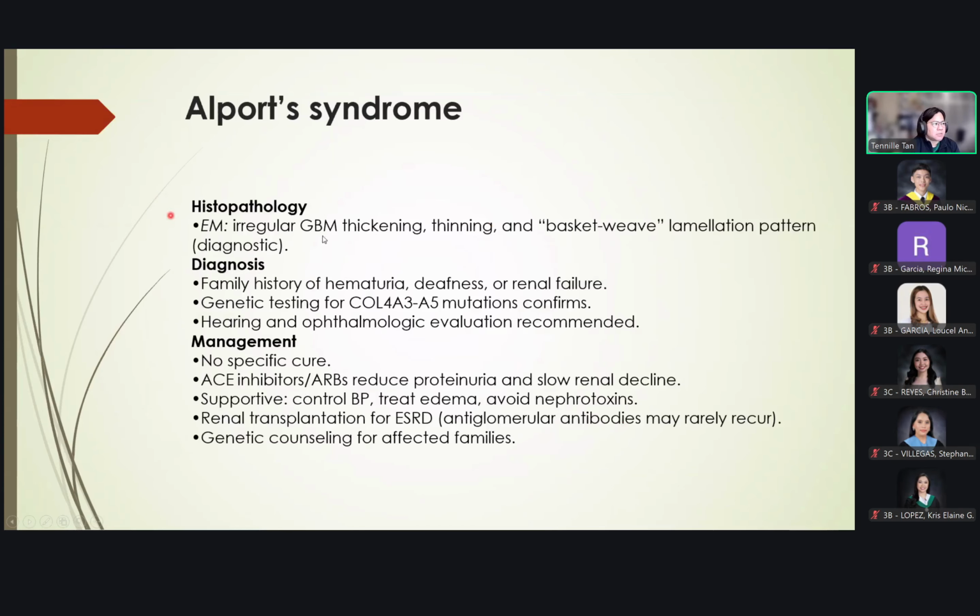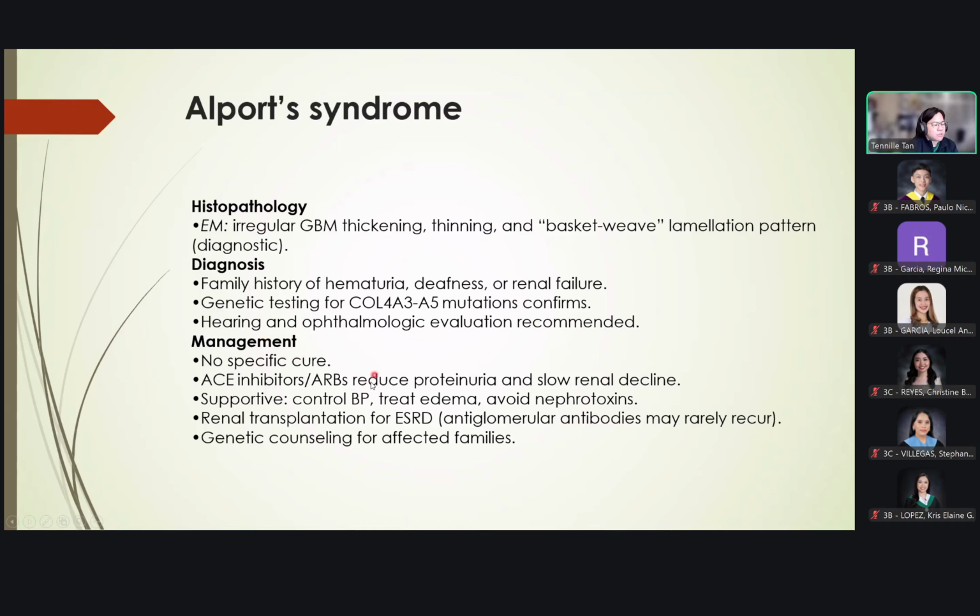So on histopathology, you'll have irregular GBM thickening and thinning and a basket-weave lamellation pattern, and that's diagnostic for your Alport syndrome. For diagnosis, you'll have a family history of hematuria, deafness, or renal failure. They can have genetic testing for your COL4A3-A5 mutations that will confirm the diagnosis. And eventually, patients are also recommended to have hearing and ophthalmologic evaluation because even if they don't have it at presentation, they might develop these conditions later.